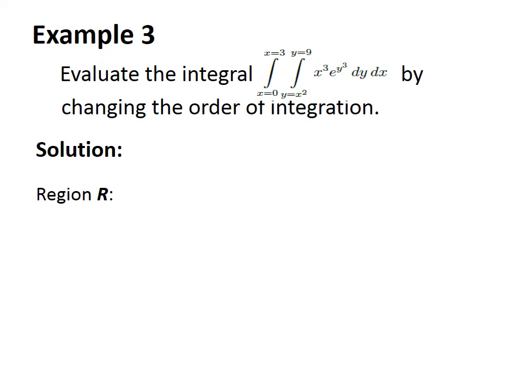Now I am giving one or two examples of how to fix the bounds and evaluate the integral. In the previous two examples, the integrand f of x comma y was taken as some general expression. We have concentrated on fixing the bounds only. Now you see this example 3. Evaluate the double integral of x cube e power y cube dy dx by changing the order of integration.